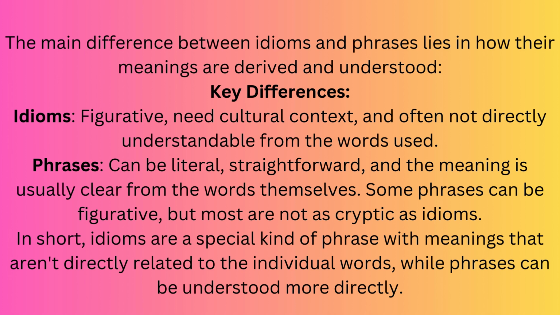The main difference between idioms and phrases lies in how their meanings are derived and understood. Key differences. Idioms: figurative, need cultural context, and often not directly understandable from the words used. Phrases can be literal, straightforward, and the meaning is usually clear from the words themselves. Some phrases can be figurative, but most are not as cryptic as idioms. In short, idioms are a special kind of phrase with meanings that aren't directly related to the individual words, while phrases can be understood more directly.